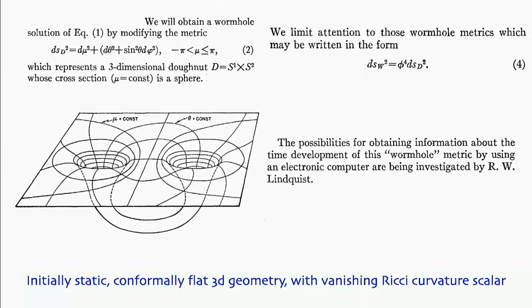But one line I love from the paper was this one: the possibilities for obtaining information about the time development of this wormhole metric by using an electronic computer are being investigated by R.W. Lindquist. So I'm sure that somebody in this room knows whether this calculation was ever in fact done on a computer. I imagine it has by now.